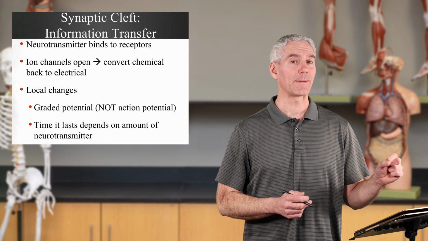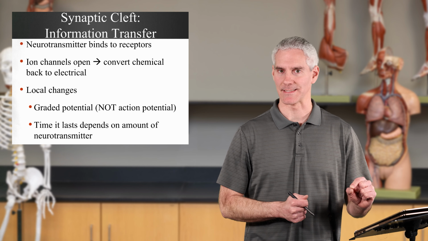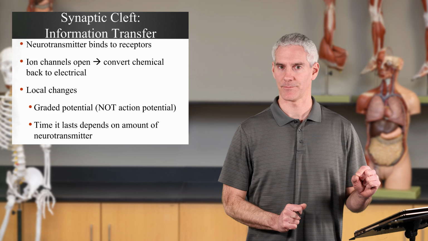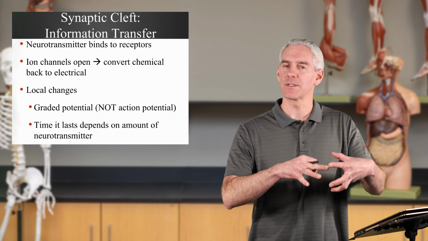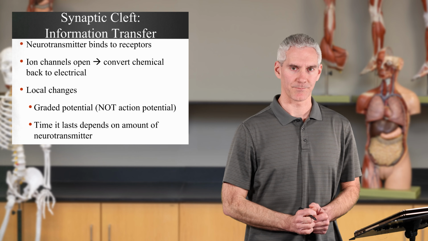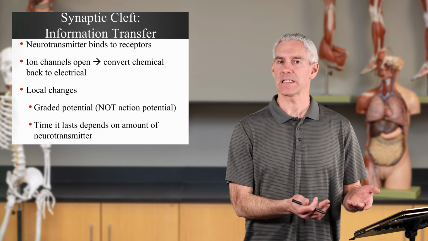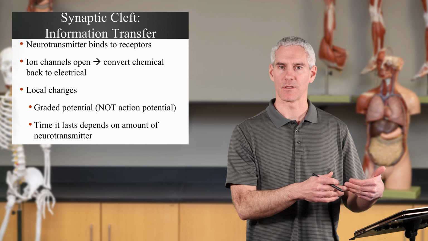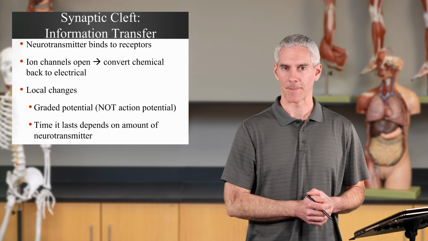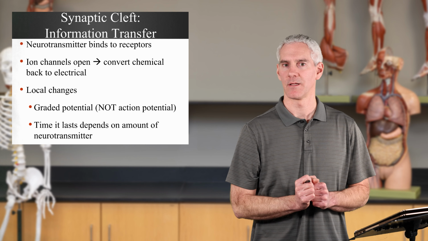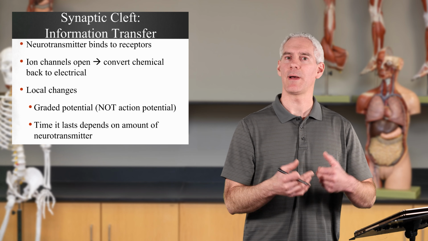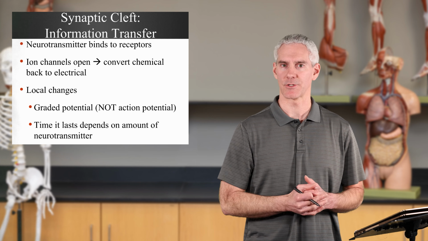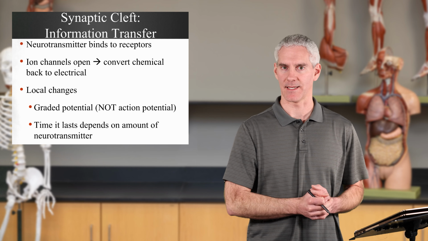But again, remember, graded potentials are local events. It's not an action potential. You have to have enough graded potentials to build up to reach threshold, which means the neurotransmitters are binding several different receptors. It's not just going to be one receptor. You might have 3, 4, 5, might have 15, might have 50. All depends on that postsynaptic neuron, how many receptors it has.